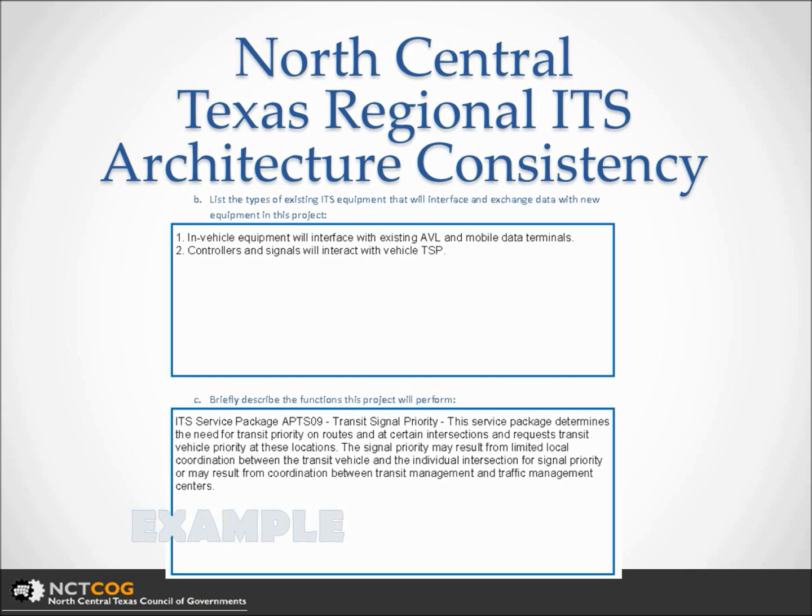The user has completed the next section of the architecture consistency statement by listing the existing ITS equipment that will interface and exchange data with new equipment in this project. That is, in-vehicle equipment will interface with an existing automatic vehicle location system, AVL, and mobile data terminals. Controllers and signals will interact with the vehicle transit signal priority equipment, TSP.